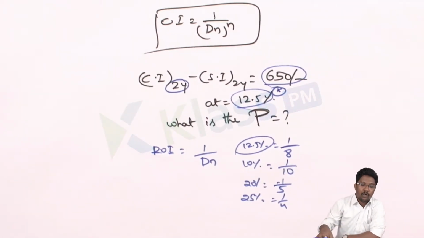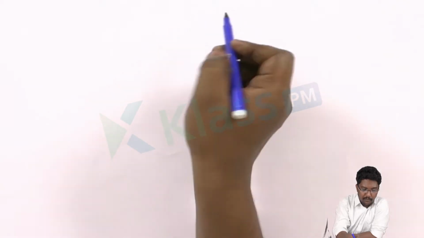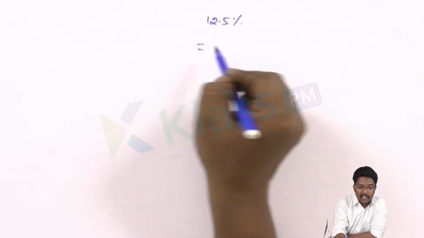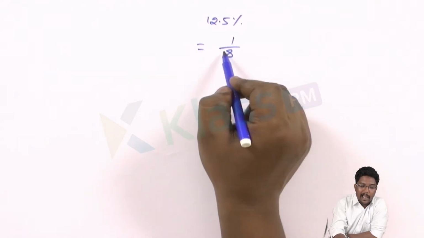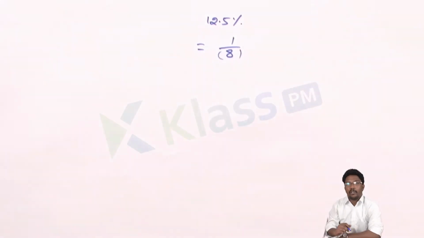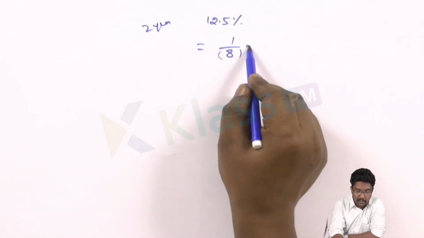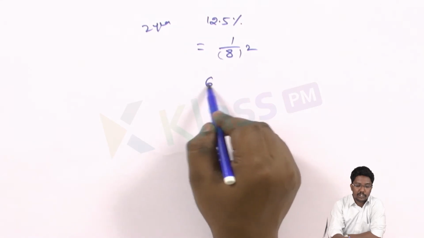How to solve this type? The difference is 650 rupees and the rate of interest is 12.5%. I am writing it as 1 by 8. So I am considering the power of the denominator only. What is 8 power 2? The time period is 2 years, so 8 power 2 means 64.